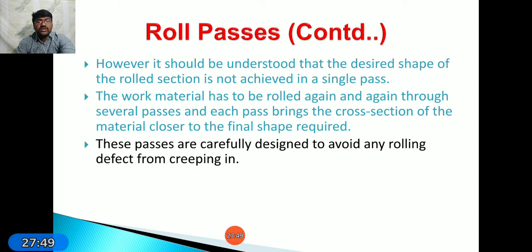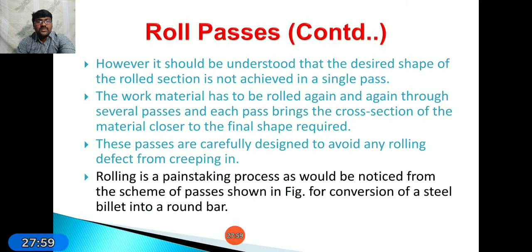During the rolling process, some defects will occur. We have to prepare and pass the workpart in between the two rollers. Next, rolling is a painstaking process, as would be noticed from the scheme of the process shown in the figure for conversion of a steel billet into a round bar.